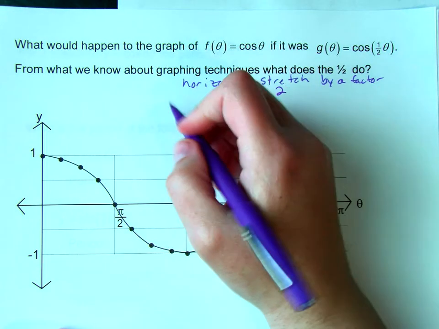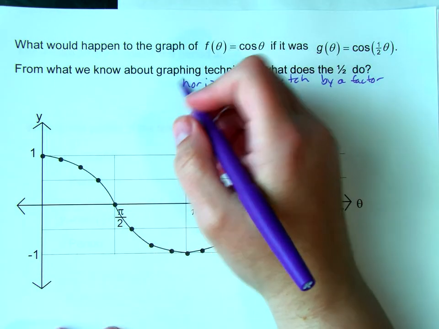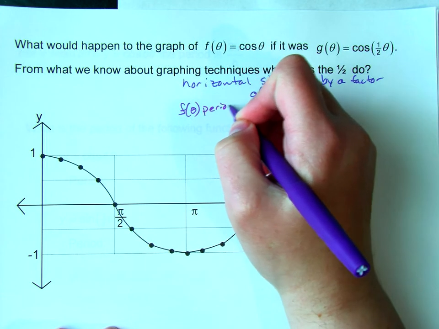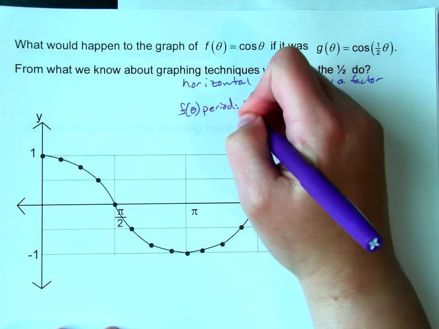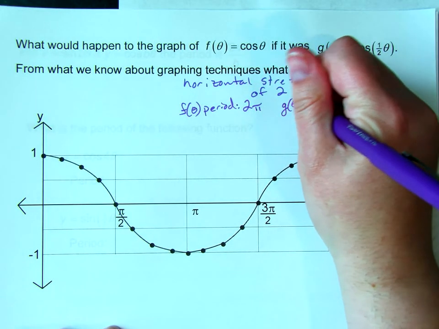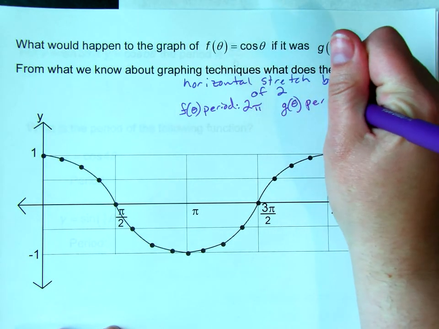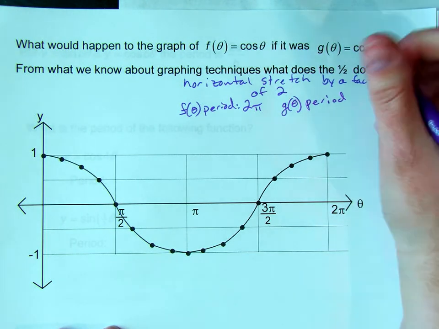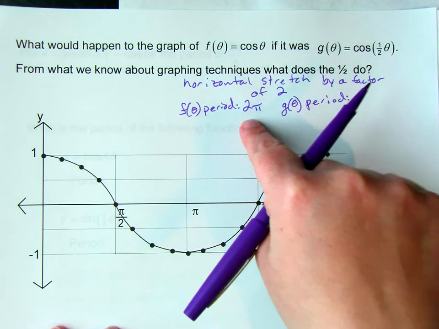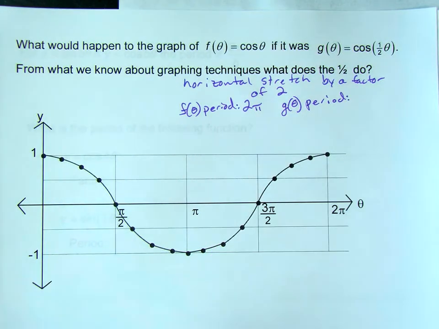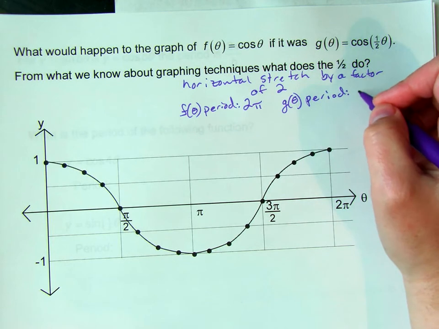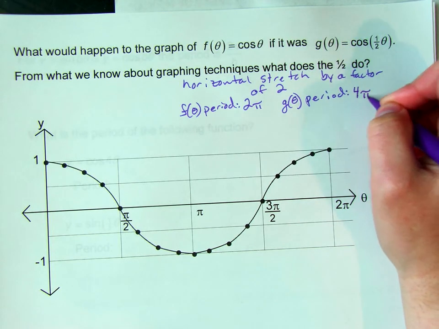Again, we want to know our period for f of theta. So f of theta period, it's cosine. Cosine's period is 2 pi. So our g of theta period is what? Well, if we're horizontally stretched by a factor of 2, that means it's going to take the period and stretch it by a scale factor of 2. So 2 pi times 2 is 4 pi.